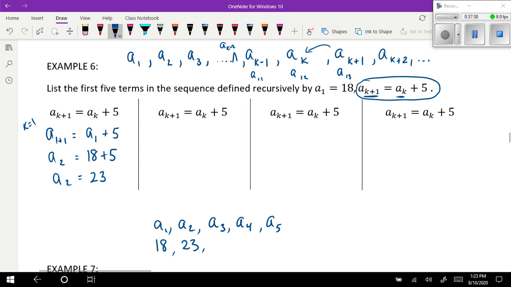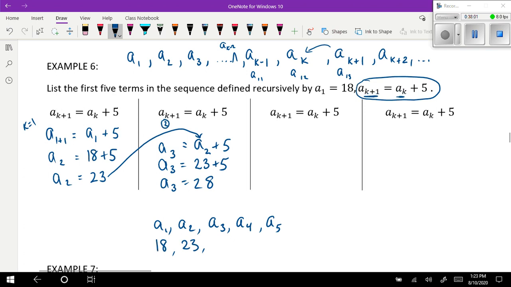Let's go to a sub 3. If I want a sub 3, then isn't it true that my k value has to be a 2 in order to make that become 2 plus 1 is 3? This will be equal to a sub k, which is a sub 2, plus 5. A sub 2 is 23, so that's going to come right in here. I'm going to get a sub 3 is 23 plus 5, so my a sub 3 is 28.